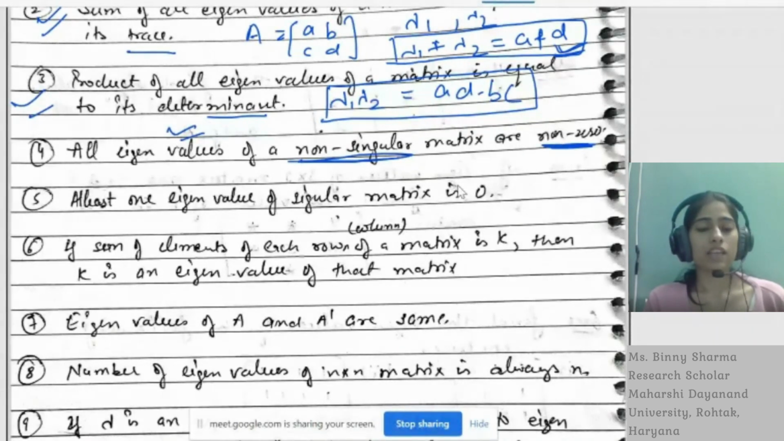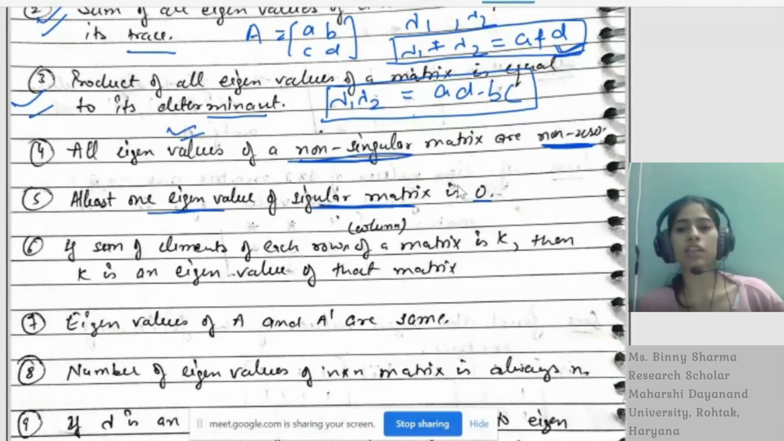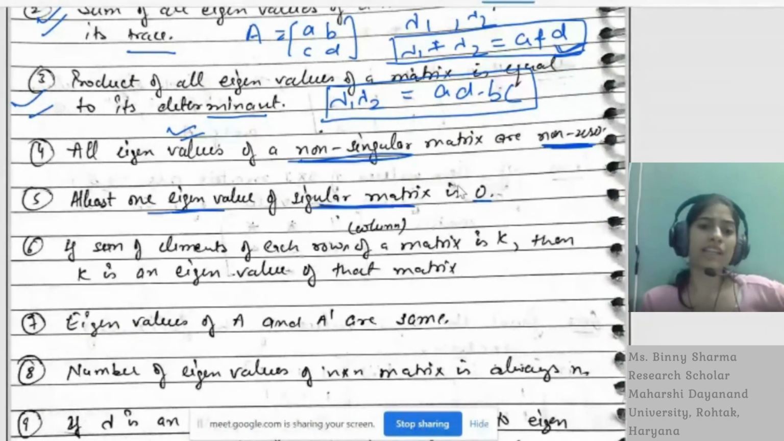If a matrix is a singular matrix, then there is at least one eigenvalue which is 0. If the matrix is non-singular, then there should be no zero eigenvalue. But if there is a singular matrix, then at least one eigenvalue should be 0.